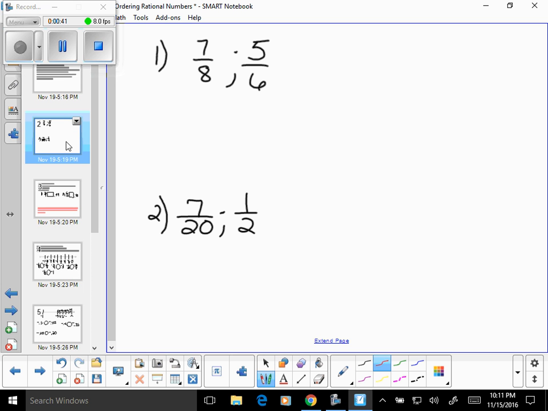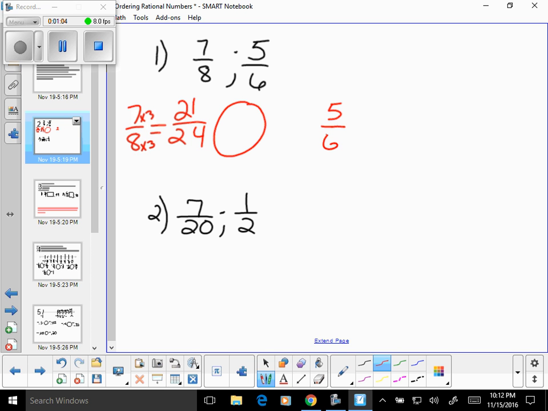Between 7/8 and 5/6, my common denominator is going to be 24. So I form the equivalent fraction. I have to take 8 times 3 to get 24, so I take 7 times 3 to get 21. You can put in the little times 3. We're going to compare that with 5 over 6. To get 24, I'm going to times by 4, so I get a 20. And now 21 compared with 20 is greater than. So 7/8 has to be greater than 5/6.